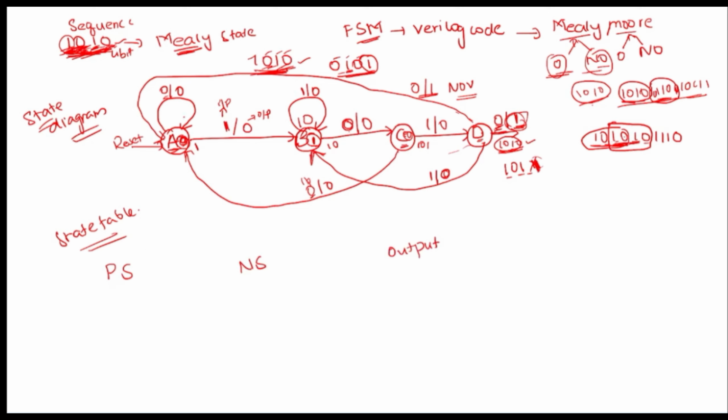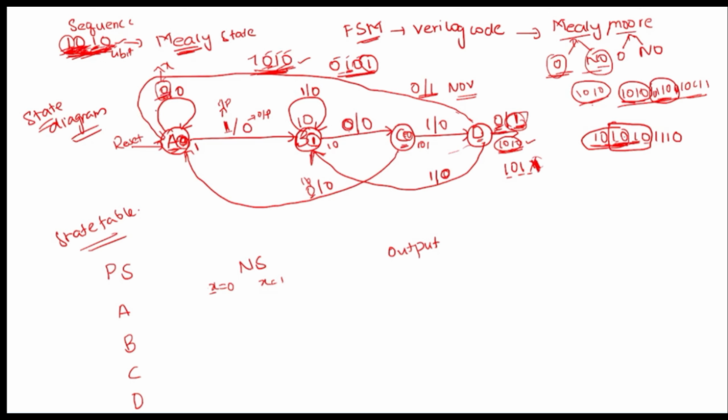So what are the present states? I have taken A, B, C, D. Any names you can take, it's not only A, B, C, D, anything you like. So these are the present states. Now in order to move to the next state, it should depend on the input, whether it is 0 or 1. Based on that only, it will be moving to the next state. So if you are taking this as x, then based on whether it is 0 or 1, the state transition will take place.